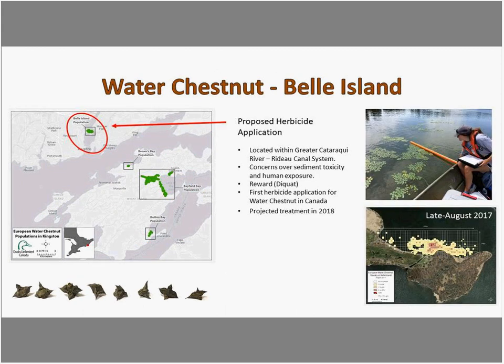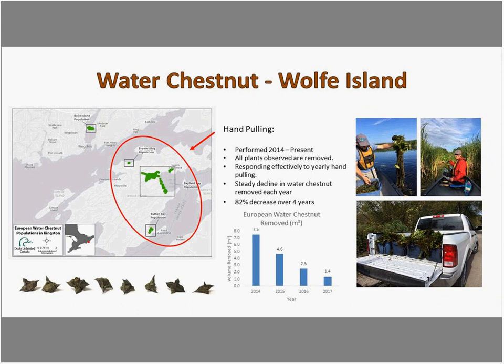Now, hand pulling is an effective tool that we use, but unfortunately, it can't be used in every situation. At the population identified at Bell Island, right in Kingston, there are concerns over sediment toxicity, exposure to staff, and re-releasing some of that sediment into the water column. So this is a site where we will be looking at doing a herbicide application, and we're putting our ducks in a row to move forward with that and see if we can build that suite of different tools. But regardless of that, we have seen great results with hand pulling itself.